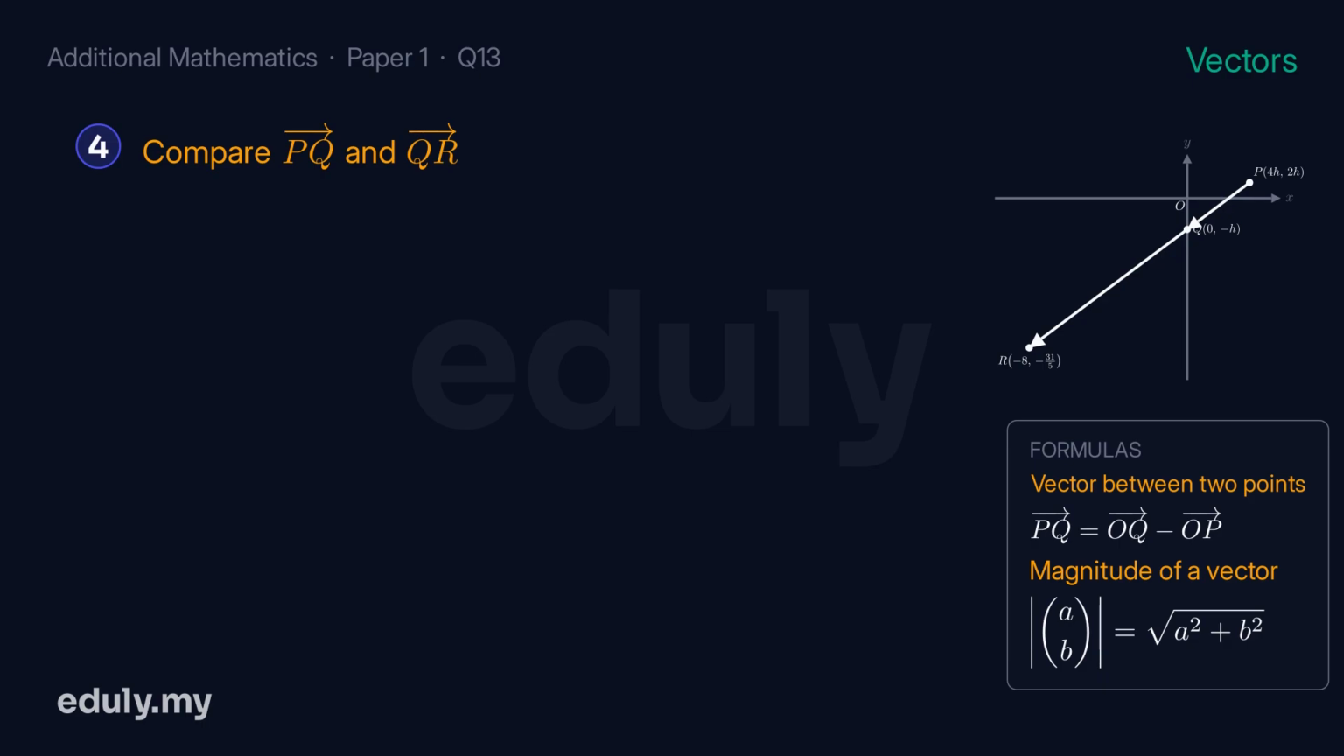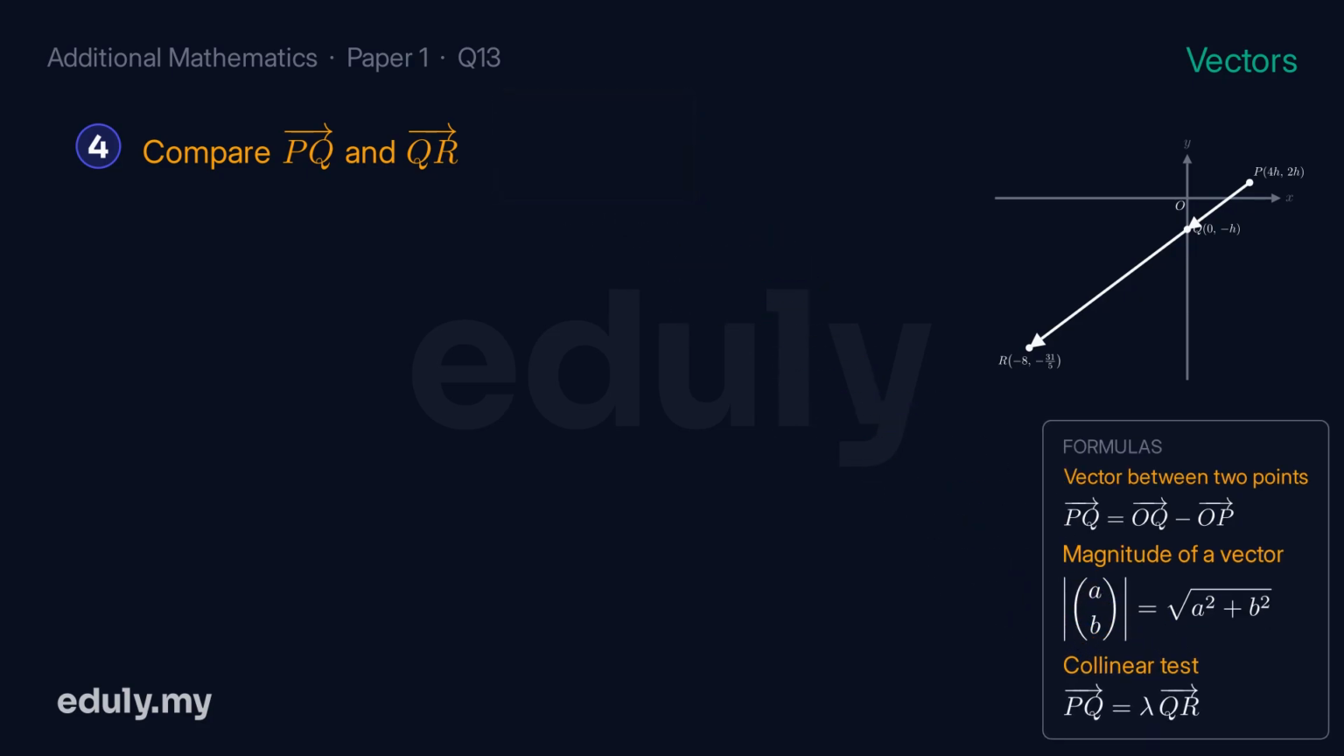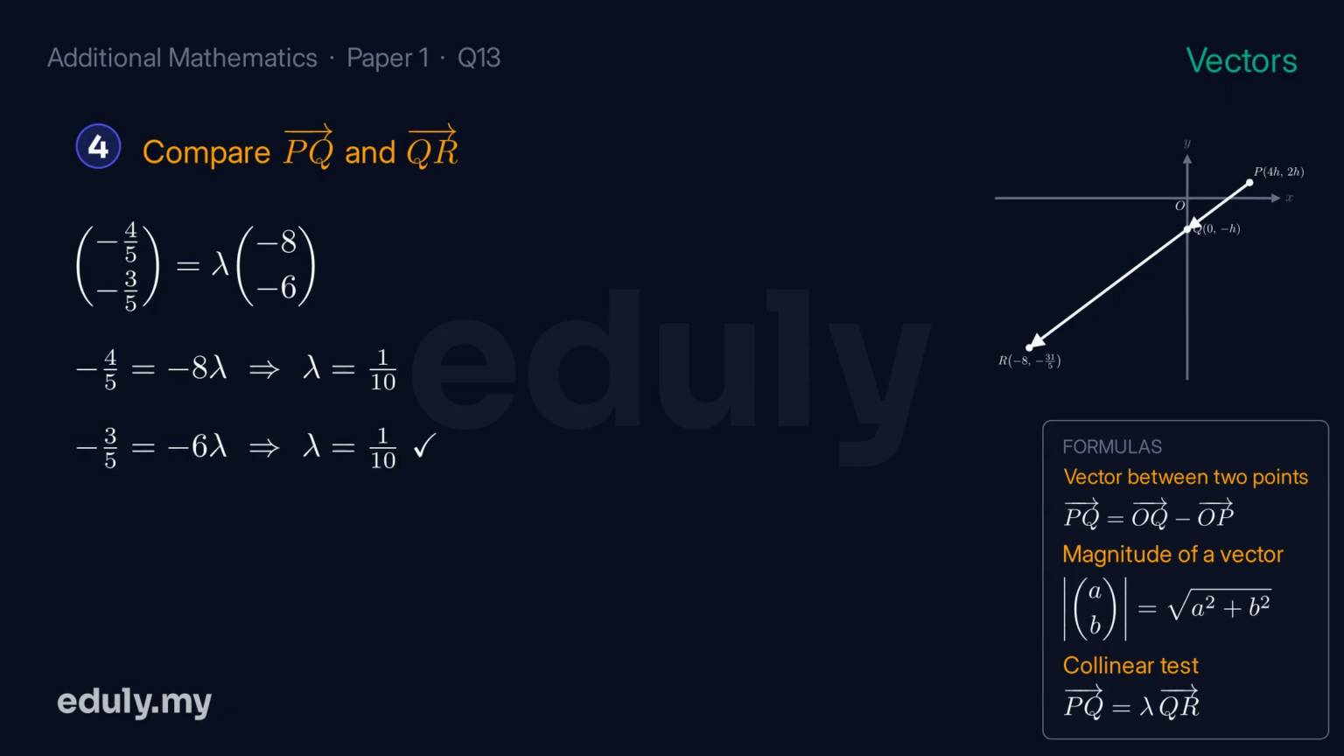Part B, finishing. If one vector is a multiple of the other, the points line up. 2 vectors are parallel when one is a scalar times the other. So we ask, is there one number lambda that turns QR into PQ? Match the x parts, lambda is 1 over 10. Match the y parts, again 1 over 10. They agree, so the same lambda works. So PQ is 1 over 10 of QR.